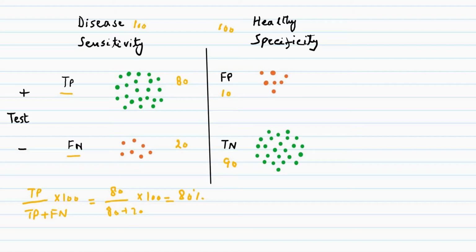The formula to calculate specificity is similar. That's the true results, that's true negative divided by all people in this group, that will be true negative plus false positive, and if we use these values it turns out to be 90%. So our new test can identify 90% of healthy people correctly.